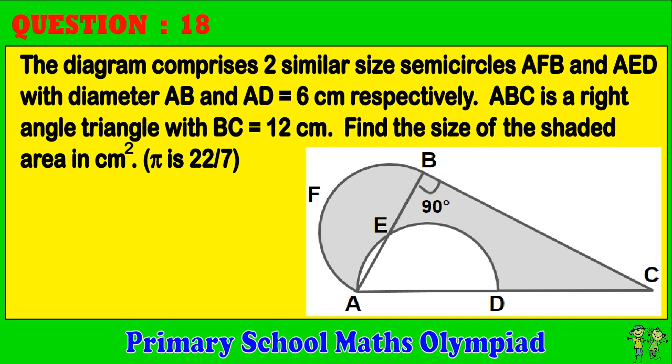Question 18. The diagram comprises 2 similar-sized semicircles AFB and AED, with diameters AB and AD equal to 6 cm respectively. ABC is a right-angled triangle with BC equals 12 centimeters. Find the size of the shaded area in centimeters squared. Pi equals 22/7.